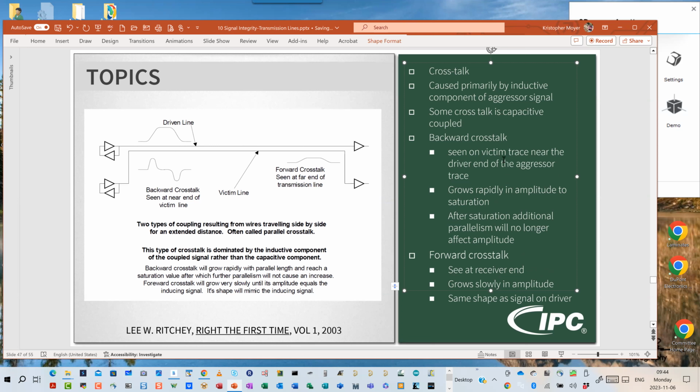Seen on the victim trace near the driver end of the aggressor trace. It grows rapidly in amplitude to a saturation, and after saturation, additional parallelism will no longer affect the amplitude. So basically, with all crosstalk, the longer the two traces are in parallel in close proximity, the greater the magnitude.